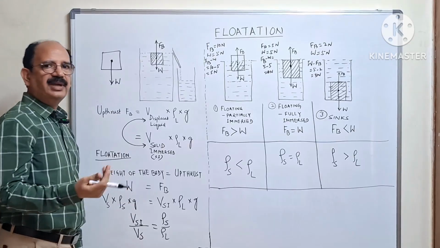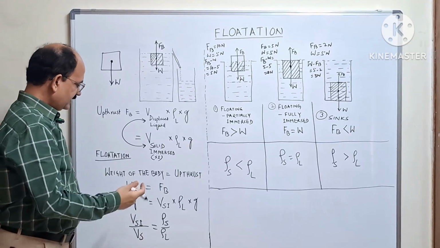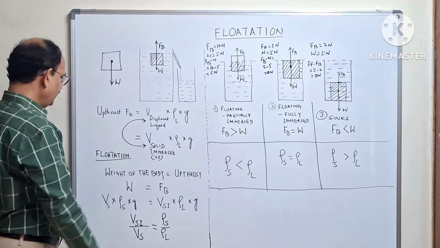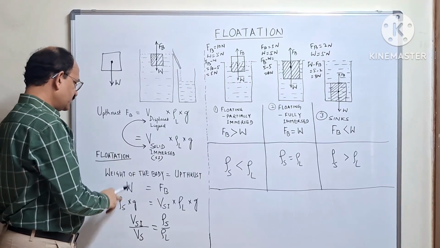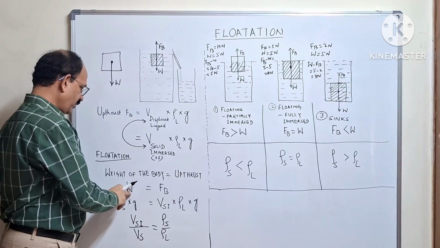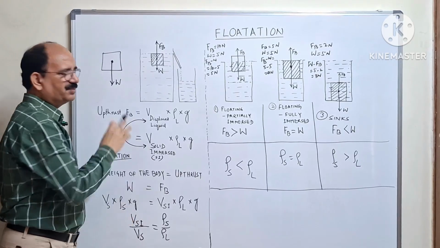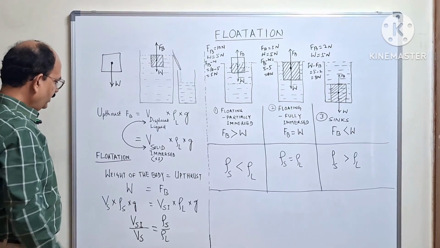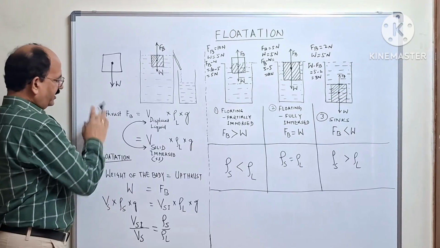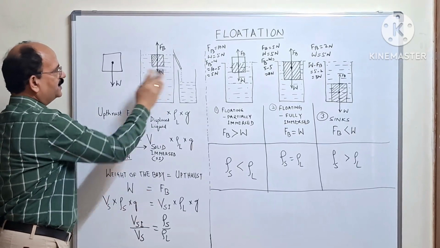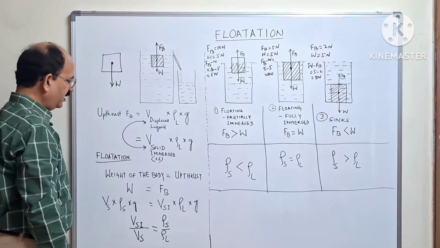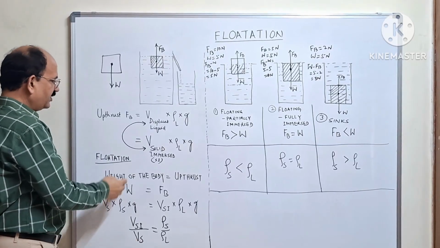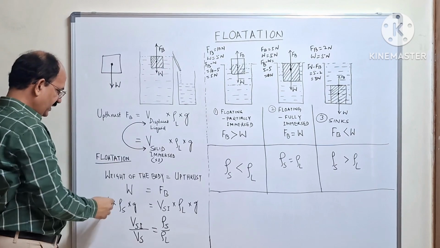There is another way of looking at it, and let's consider that. So we know that the principle of flotation is that weight is equal to the upthrust on the body. Okay? Weight of the body, the way we had discussed how the weight of the displaced fluid should be calculated. Likewise, we can calculate the weight of the body in air.